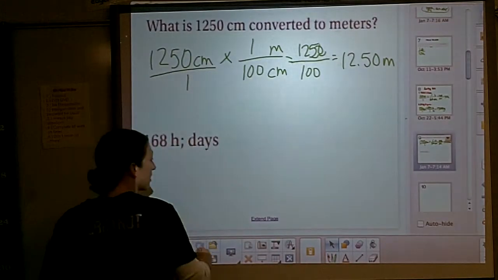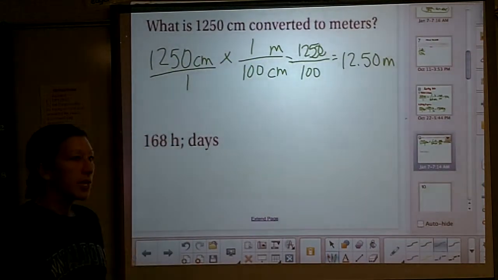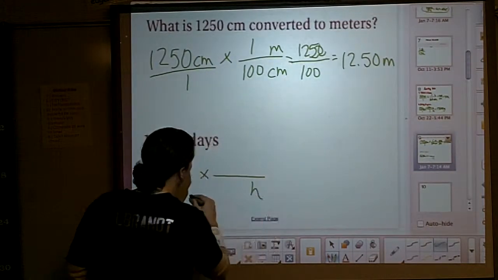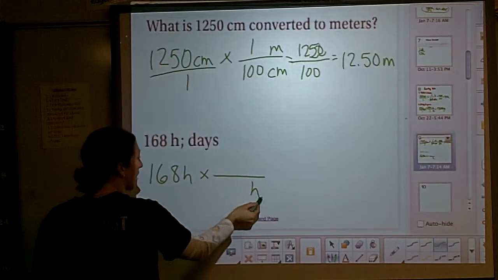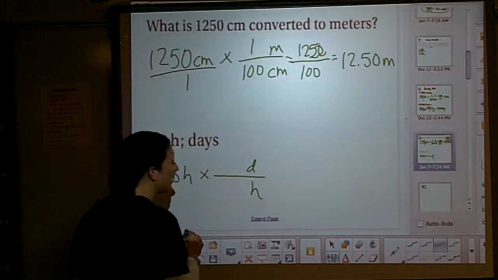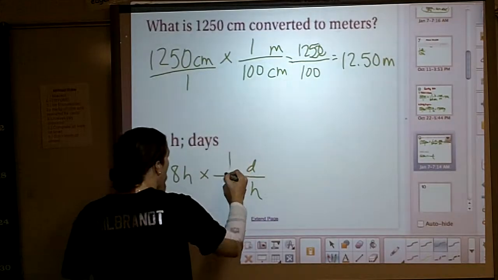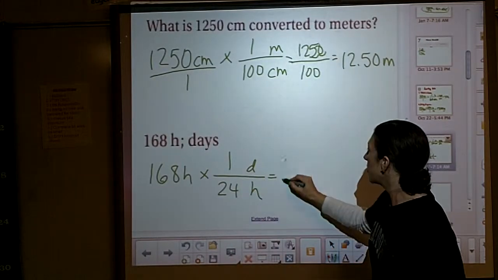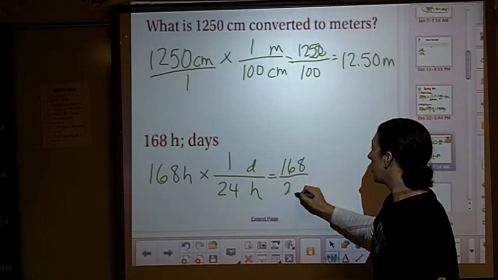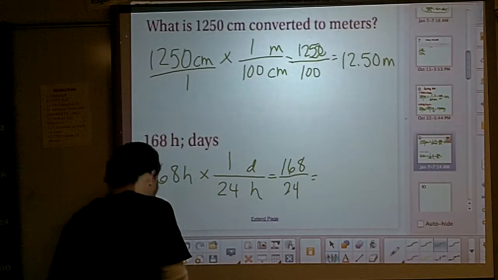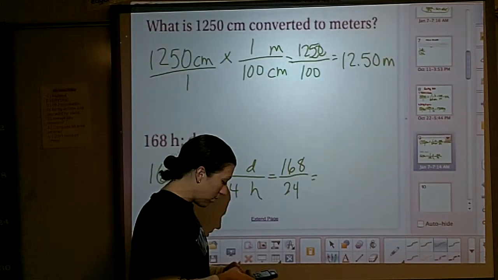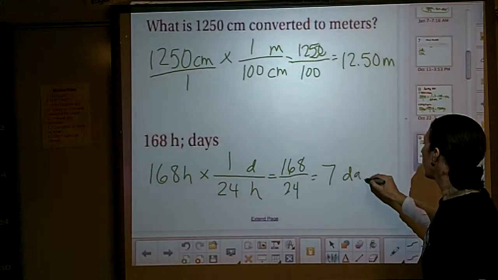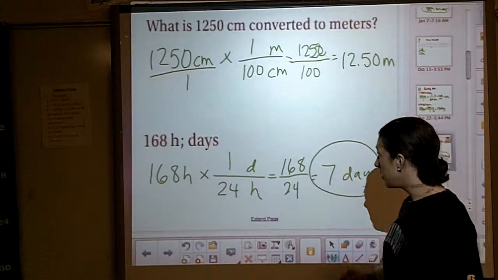One last problem to make sure it's making good sense. So I have 168 hours, and I'm converting it to days. Always start with what you're given. Hours is the unit I'm given, so that will go on the bottom over here. Days will go on top. And I know that in 1 day, there are 24 hours. So when I go straight across, I would have 168 divided by 24. And when I do that math on my calculator, I get that 168 hours would equal 7 days.